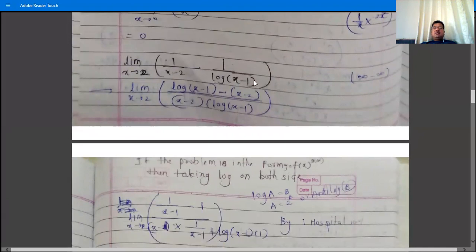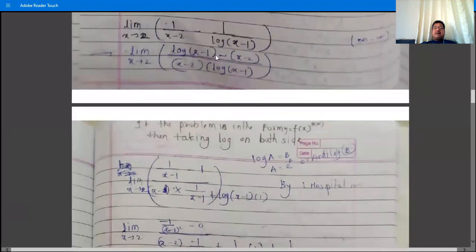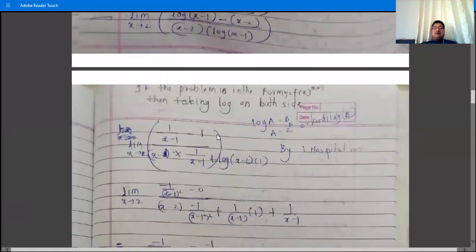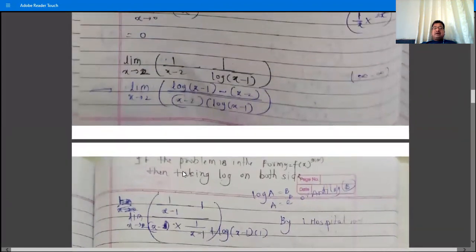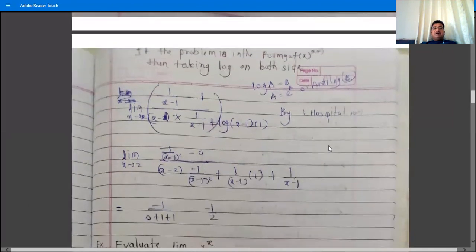So take x minus 2 times log x minus 1 as LCM. So we have log x minus 1 minus, in bracket, x minus 2. So write the simplification, that is minus x plus 2, and then apply the L'Hospital rule. So log x minus 1, derivative is 1 by x minus 1, minus x, derivative is minus 1, divided by, using the u into v rule, x minus 2 into log x minus 1, derivative is 1 by x minus 1, plus log x minus 1, derivative of x minus 2 is 1, by L'Hospital rule. And then if you substitute x as 2, then we have 1 by 2 minus 1, that is 1 minus 1. Again we have 0 by 0 form.